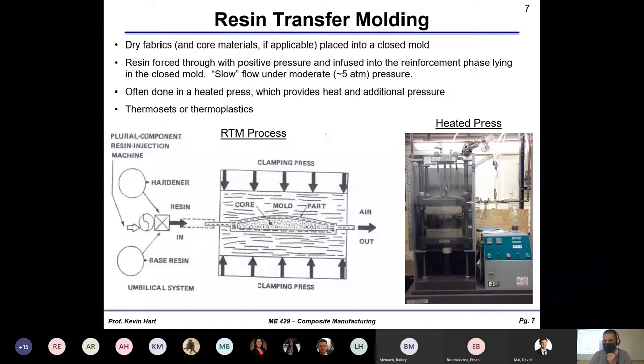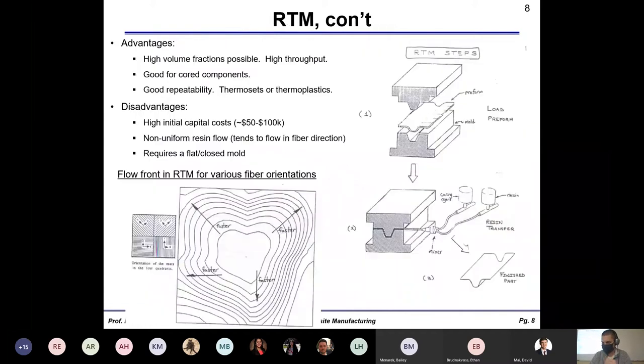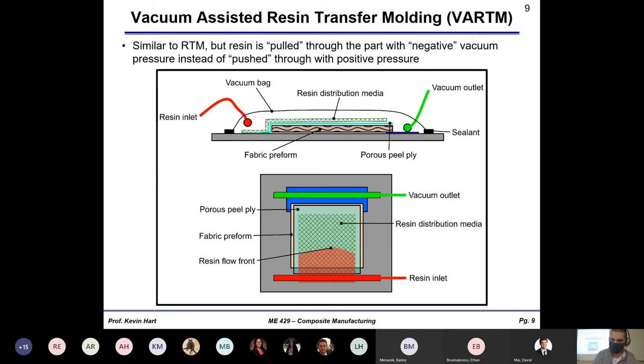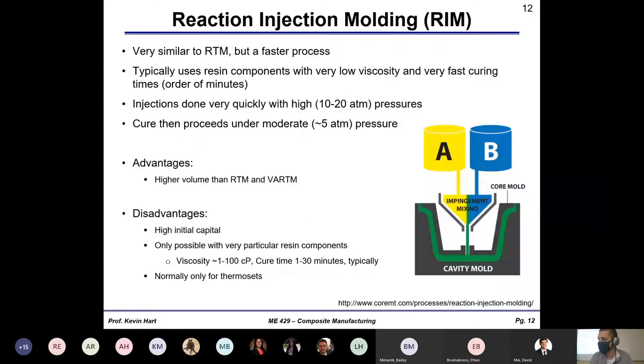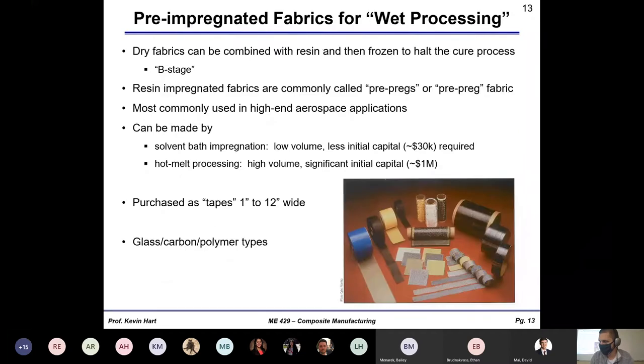All right, we talked about a variety of different dry processing. Resin transfer molding was one. We talked about the fluid flow, how that's an issue, the general production throughput for RTM. Vacuum-assisted resin transfer molding, this is pulling the resin through, wetting the fabric. Showed some examples here. Useful for making windmill turbine blades. Here's an example of a windmill turbine blade in production with Fardam. Reaction injection molding, mixing part A and part B quickly, injecting into a closed mold that has some fabric laying in there. Usually the cure time here is on the order of minutes, and this is for high production thin materials.